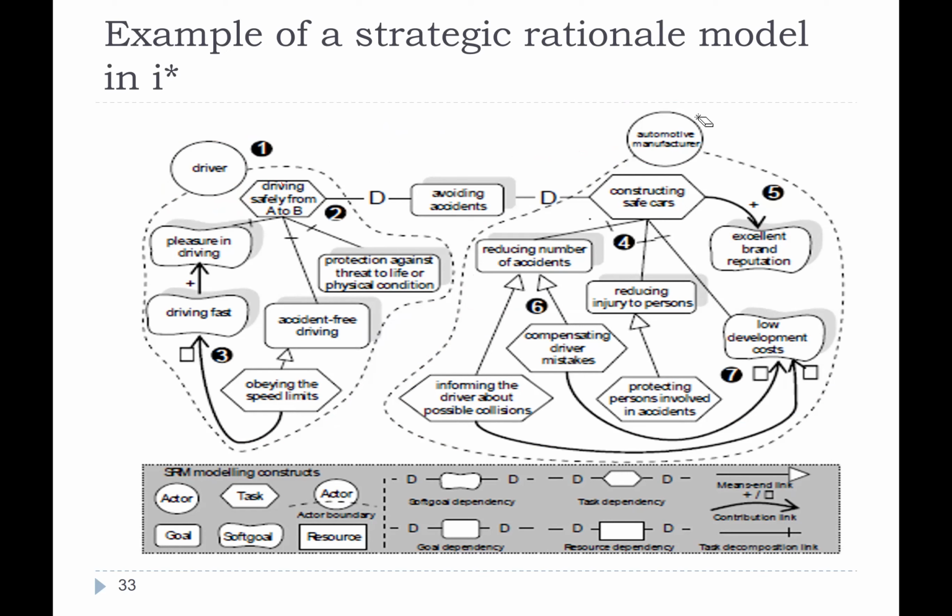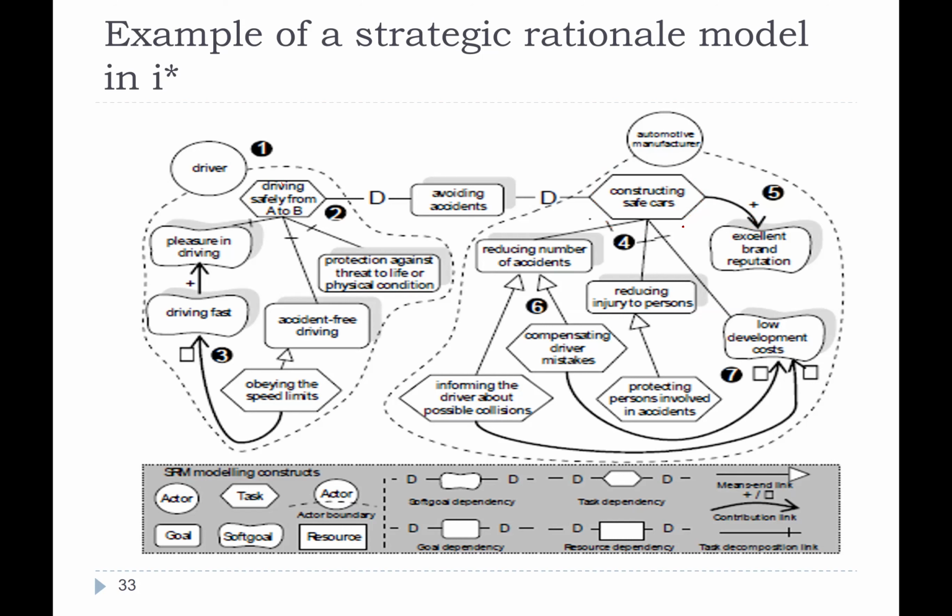But now let's dive into the brains of these two entities, okay? Everyone has a goal, remember? Not necessarily that these goals are in line with each other. Some of them also have dependency on each other, but let's break it down here for a moment, okay? From the automotive manufacturer's perspective, I'm gonna be constructing safe cars, because that contributes positively to my soft goal of achieving an excellent brand reputation, all right? It's a soft goal because I can't put a number on it, okay?